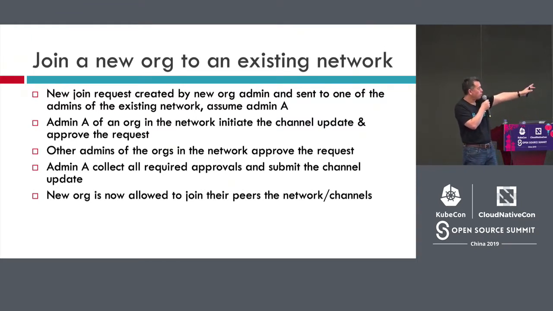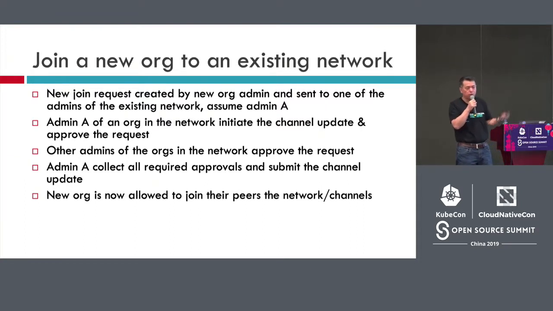Then the admin will receive your request and create a channel update proposal. Eventually, the proposal is sent to other admins on the network. Those admins can sign and say, hey, yes, I approve this new organization to join this Fabric, or say, no, I don't want this new organization to join. So this is the signature. It's more like a consensus algorithm, right? As soon as you get enough signatures, let's say you have 20 organizations already in your Fabric network.